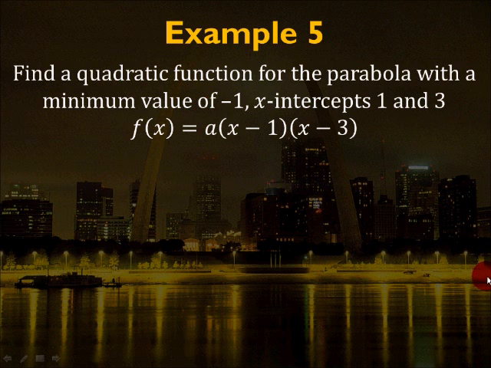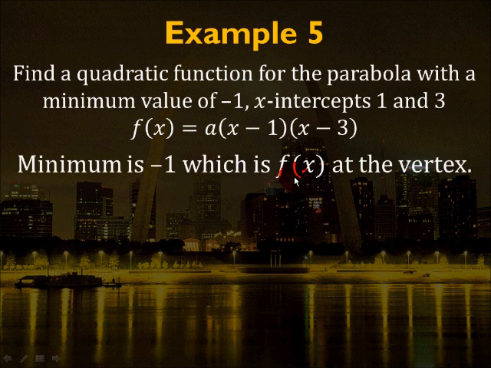Alright, we know that the minimum value is negative 1. This represents f of x at the vertex of a parabola. Remember that a parabola either has a minimum, or if it's concave down or facing down, it is a maximum. If it is a U-shape opening up, the vertex is at the minimum. In either case, whether minimum or maximum, the vertex is there. So the minimum is negative 1. This represents f of x, or the y value, at the vertex. So we know this is negative 1.